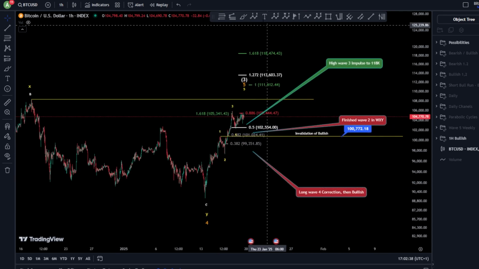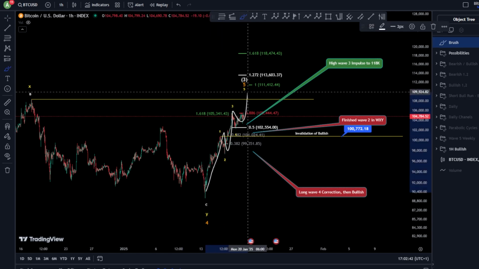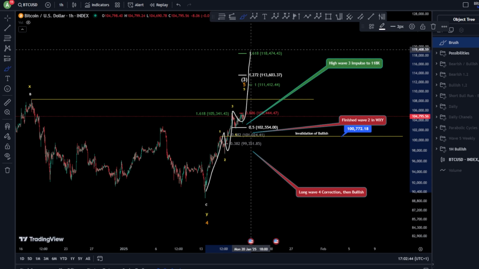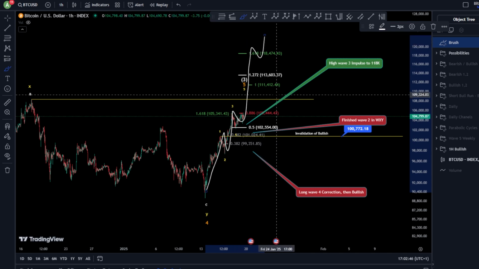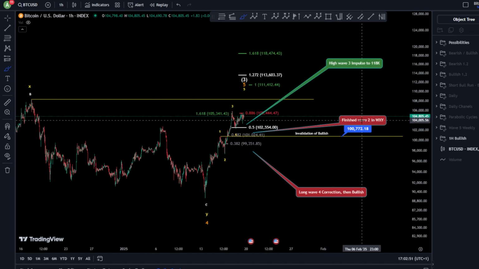Now, these are the bullish scenarios. The highest possibility, as we said, is a short wave 5, longer than 111, of course, is the bullish scenario, but the biggest one, 118. Now, let's move to the bearish scenarios.